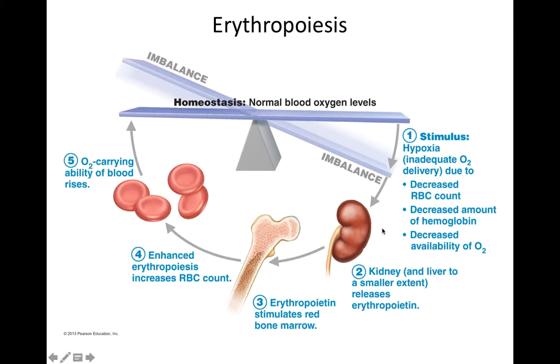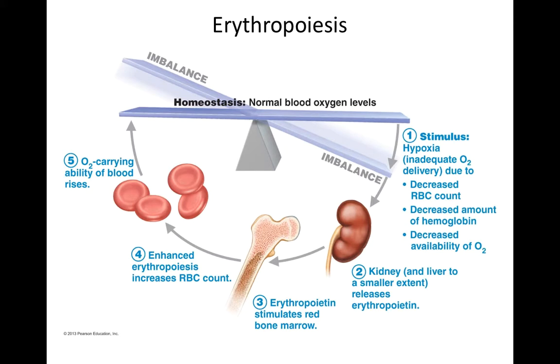Hypoxia is going to stimulate your kidneys, and to a much smaller extent your liver, to release EPO. EPO is a hormone. It's going to target the red bone marrow, and when it does so, it is going to cause your red bone marrow to increase the output of red blood cells. And as your red blood cells enter into your blood, you should be able to increase the amount of oxygen that you're carrying to the tissues, and that's going to bring us back into our homeostatic level of oxygen, and using negative feedback, everything's going to shut off.